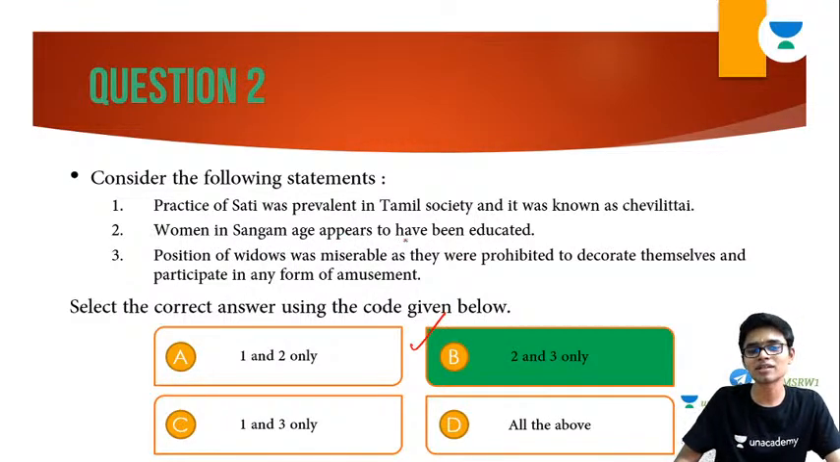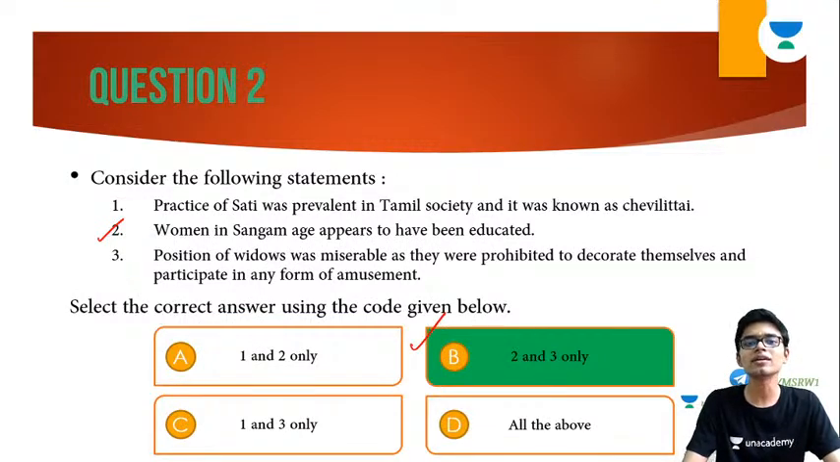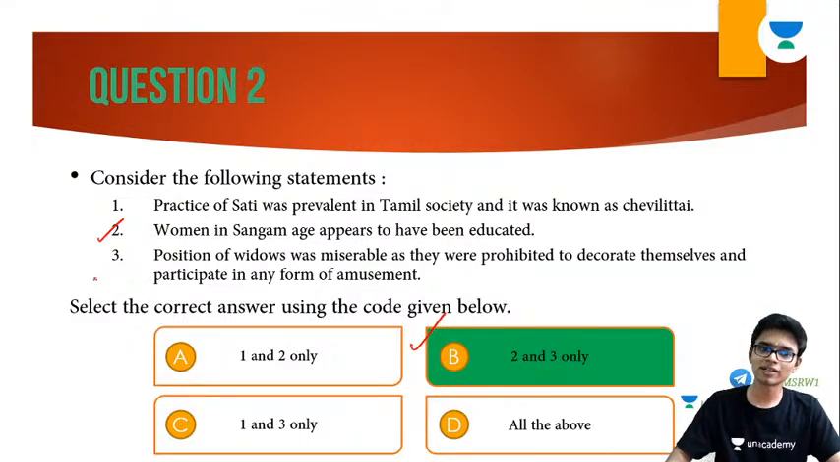So women in Sangam age appear to have been educated. Correct. We have plenty of women who have written lots of literature around the Sangam period. And in general, in South India, during the Sangam period, women were comparatively much more educated than in other societies in India. So the second statement is correct. Third, position of widows was miserable as they were prohibited to decorate themselves and participate in any form of amusement. This is correct. Although attitude towards women was comparatively liberal, the condition of widows was still miserable. There was no change in that. They were prevented from using jewelry and ornaments. They were not allowed to participate in ceremonies and festivals. So the third statement is also correct.